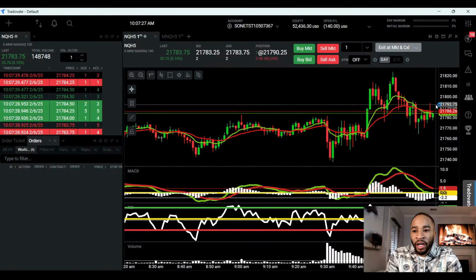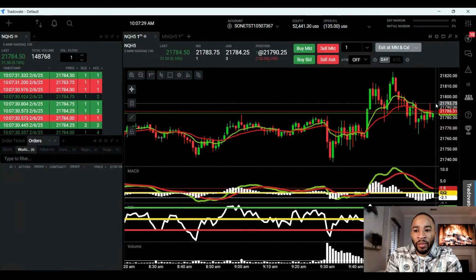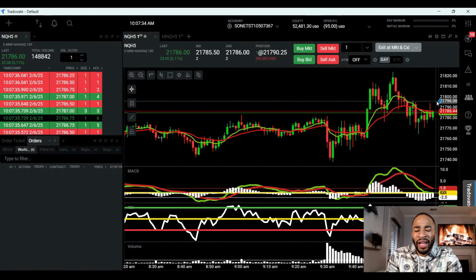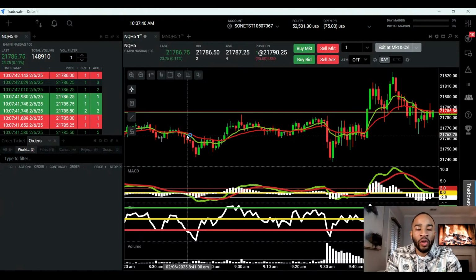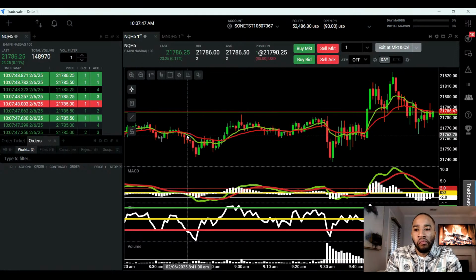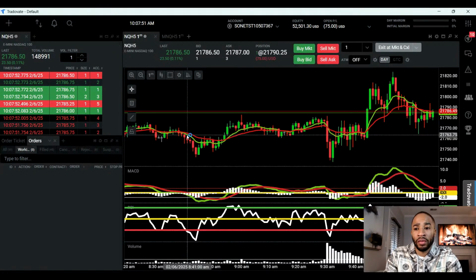Now, if we break above this line right here, if we break above the 796 price zone, I may average into my position and buy a little bit more. But right now, I'm just going to wait patiently for the move to develop. Or I may just let this one contract play out.